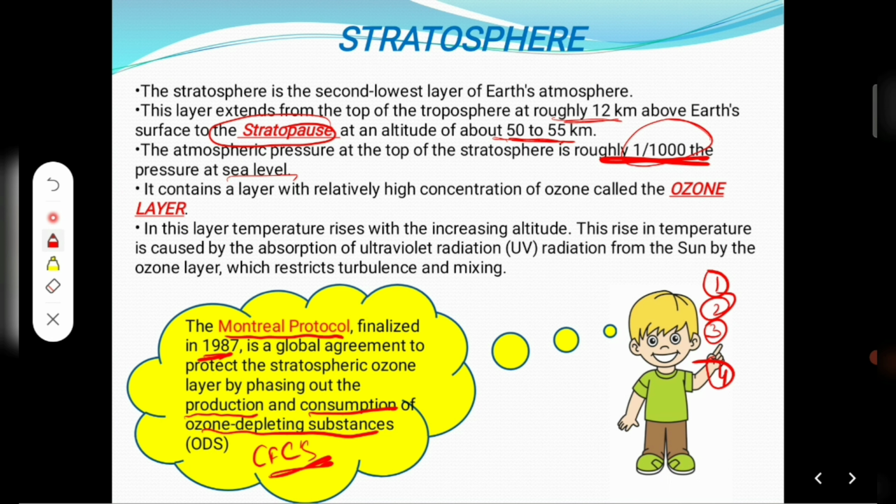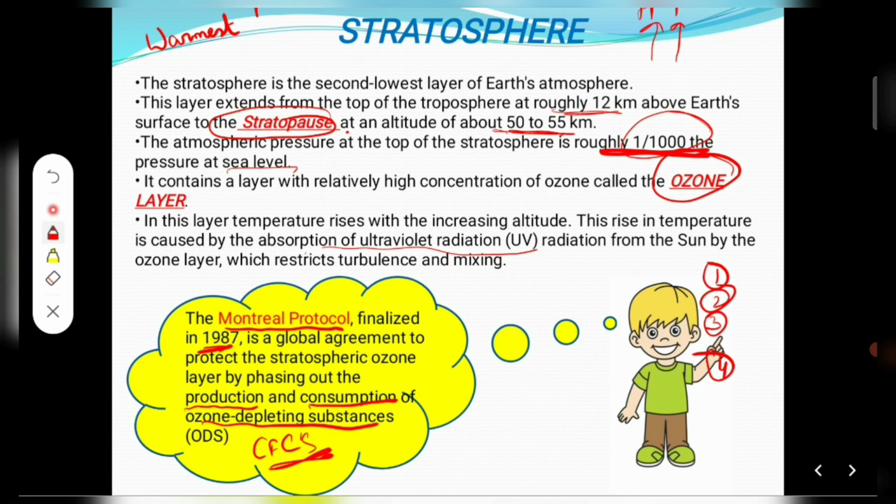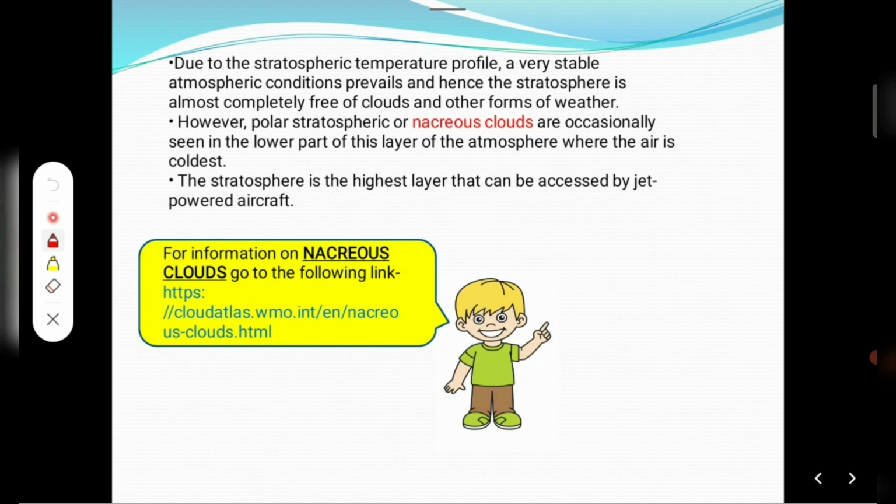The next important thing is that it contains the ozone layer, as we have said, and it protects us from the UV rays. And one more thing, the temperature in the stratosphere increases with the increase in height. This is the height, and this is the temperature. It increases. Why? Because the ozone layer present in the stratosphere continuously absorbs harmful rays like the UV rays, and it warms up the stratosphere. So we can say the stratosphere is the hottest, or warmest, layer of the atmosphere.